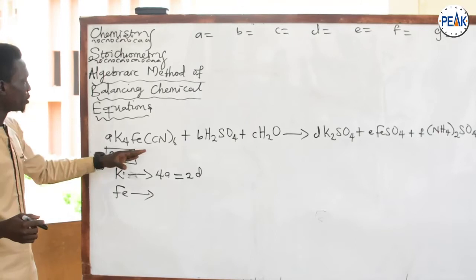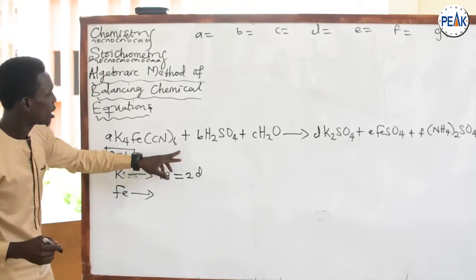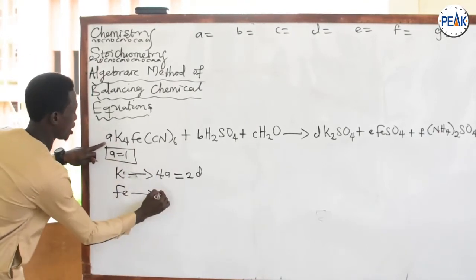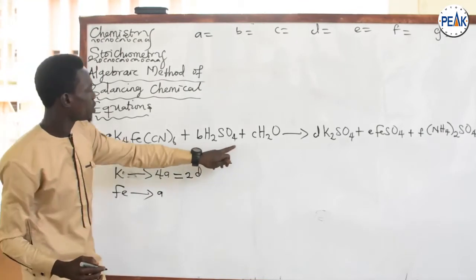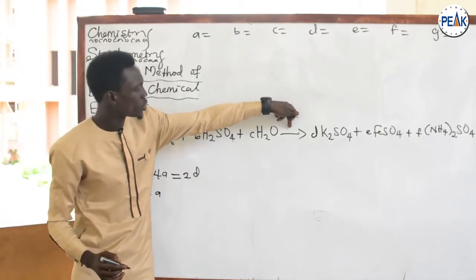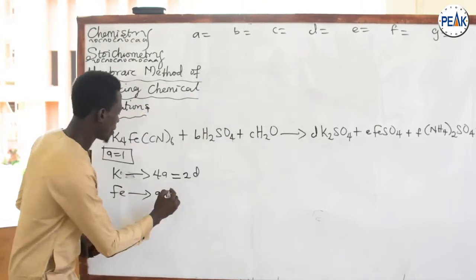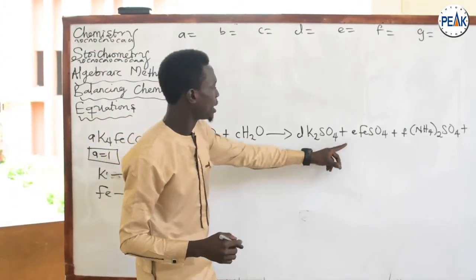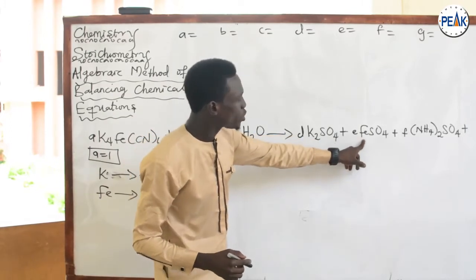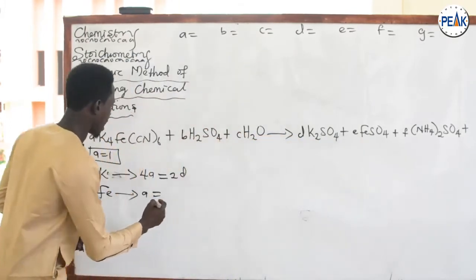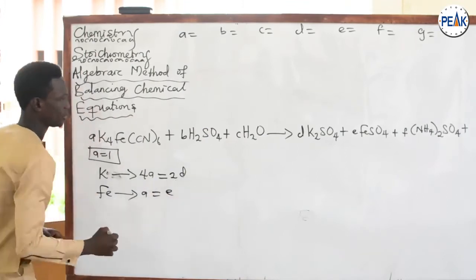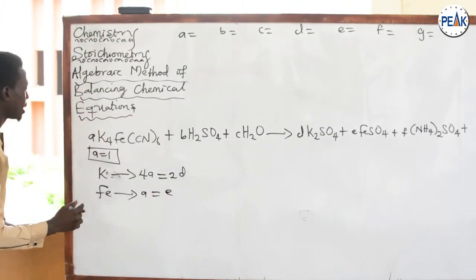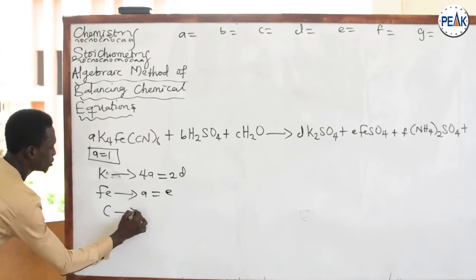If I want to balance iron, on the reactant side here, I have A moles of iron. Do I have iron on the reactant side again? No. I'm also crossing the arrow this time around. So I introduce my equality sign. Where do I have Fe on the product side? Here. Which means for this equation to be balanced, A must be equal to E. Sweet. Next element, carbon, C.